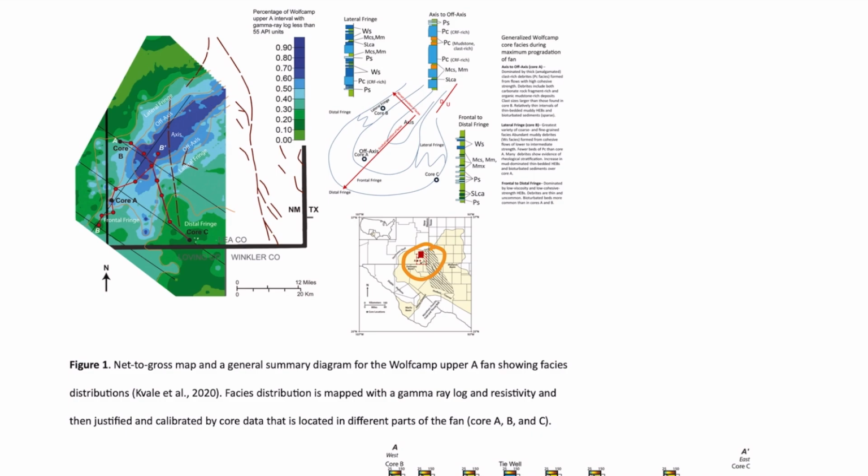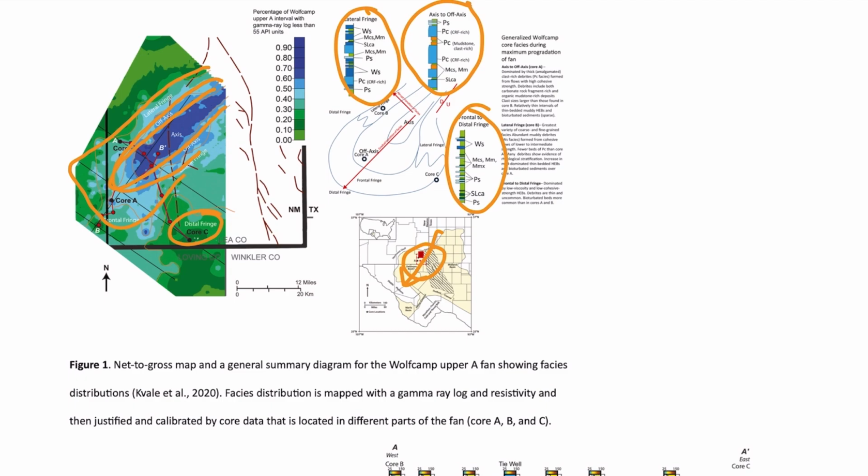Using the percentage of clean gamma ray less than 55 API, they were able to map the existence of the deepwater fan feeding into the Delaware Basin, and they were able to create the geometry of the fan itself that consists of axis, off-axis, lateral fringe, and the distal fringe. They made an idealized model of the facies succession vertically, that is so-called axis to off-axis, lateral fringe, and frontal fringe.